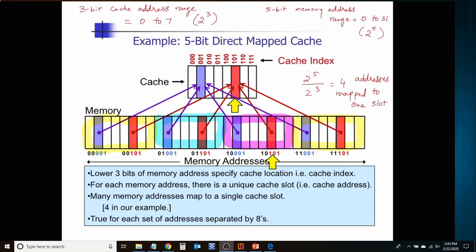For each memory address, as you can see for the blue one and the red one over here, there's a unique slot in the cache. There's a unique cache index. Many of the memory addresses are mapping to a single cache slot, in this case 4. So there are 4 blue ones mapping to the same cache slot over here, there, and the last one. And then there are 4 red ones in the memory that are going to map to the single red cache slot. Now that is going to be true for each set of addresses that are separated by 8 words, as I have shown in different colors.